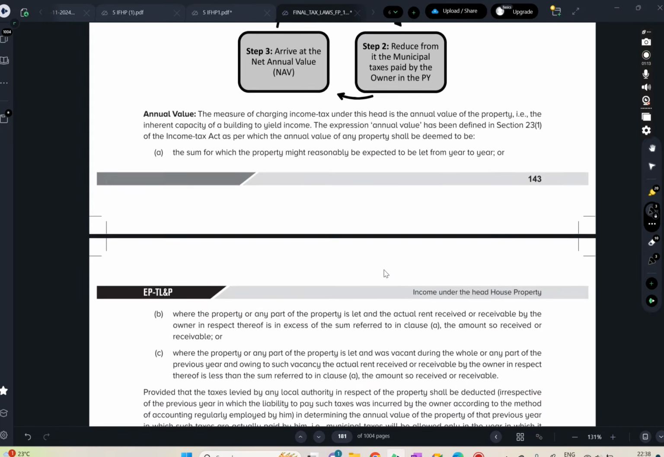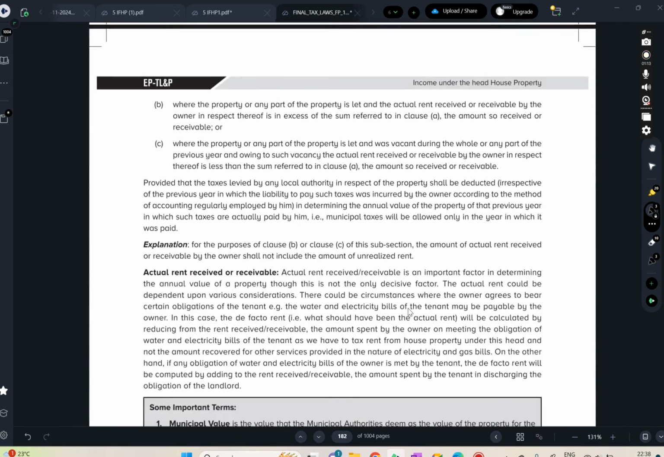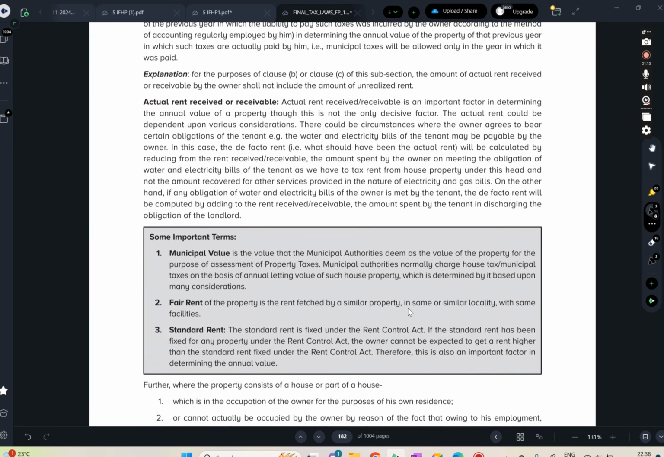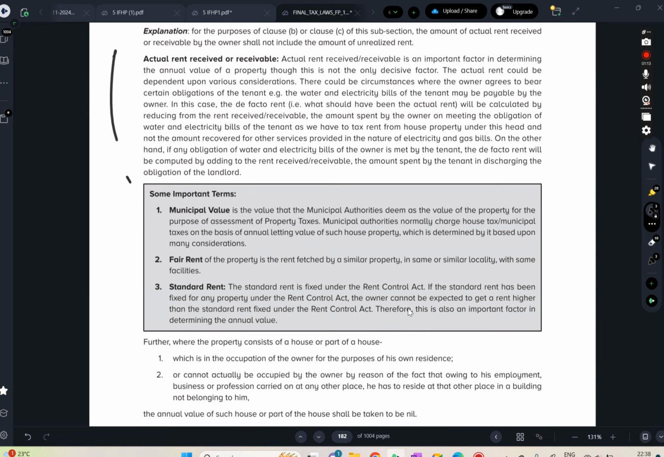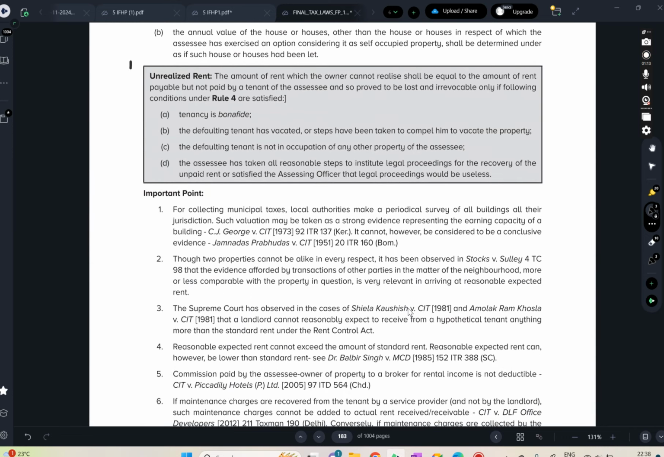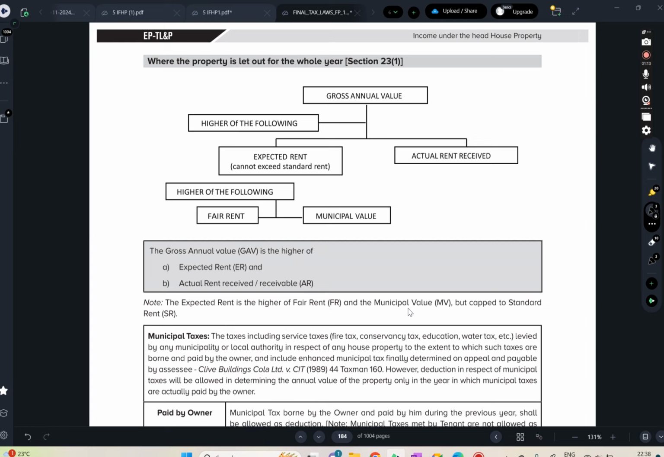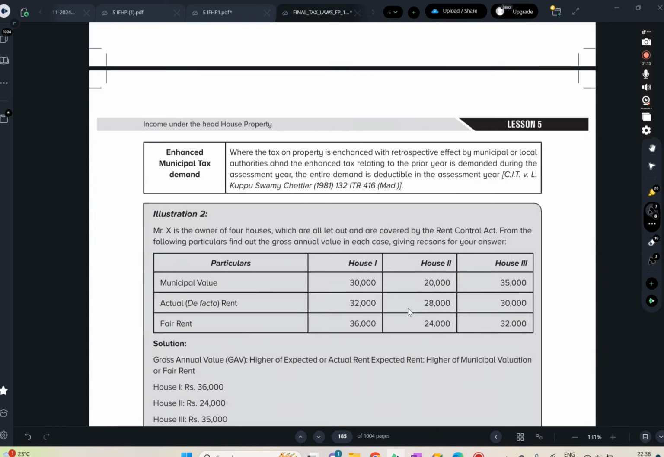Now this part we have done, determination of annual value. How do we do the annual value and all these things, and actual rent, this they have mentioned here. What is meant by municipal value, what is fair rent, what is standard rent, right? We discussed this, Rule 4. And this concept, when the property is let out for the whole year, discussed.